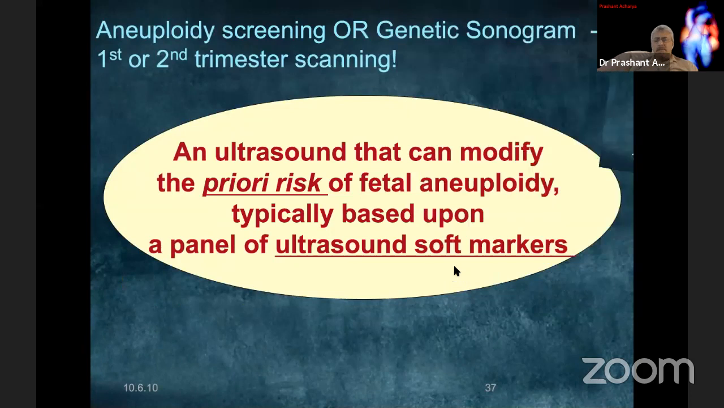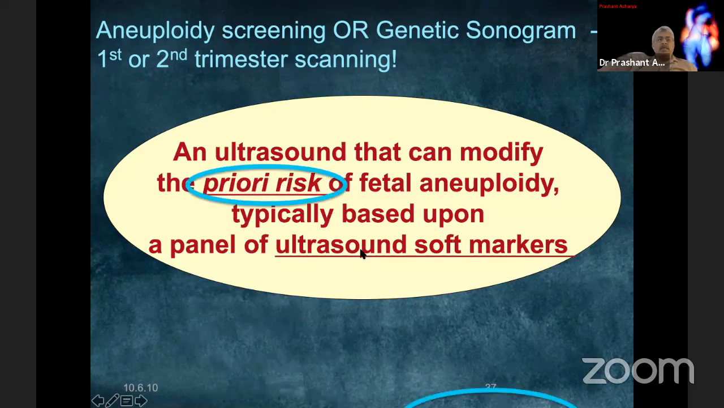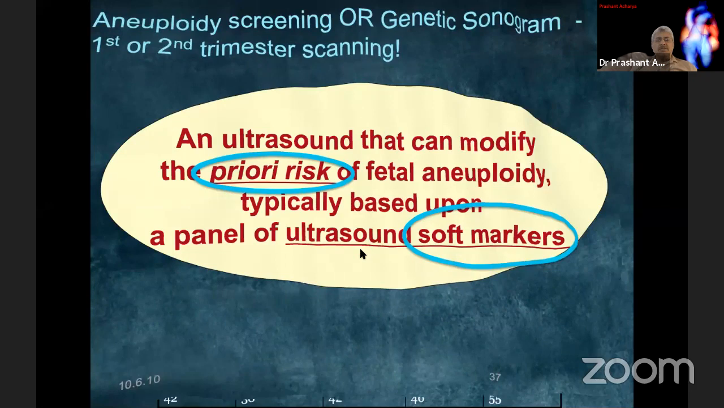There are biochemical markers and some of the NIPTs which are available. Now, what I do in my scanning is what is known as a genetic sonogram. The genetic sonogram is an ultrasound that can modify a risk a priori of fetal aneuploidy, typically based upon the ultrasound soft marker. Two new things: risk a priori and ultrasound soft marker. Now, what do these mean?